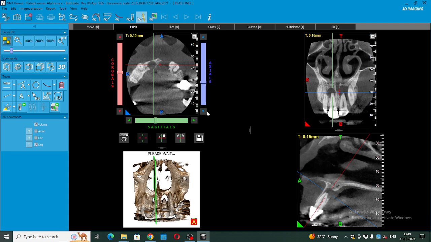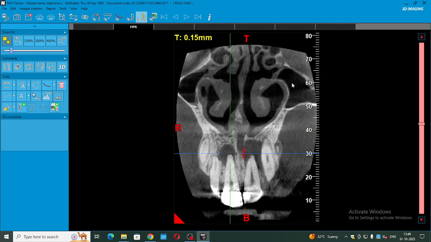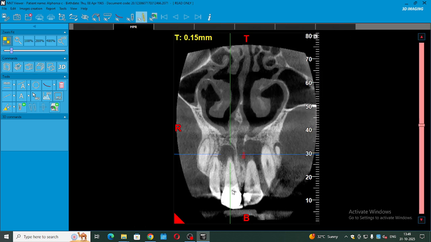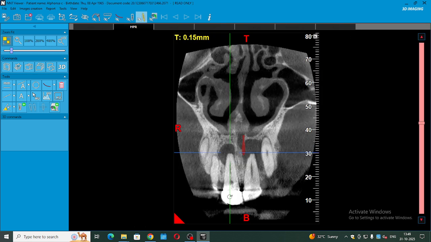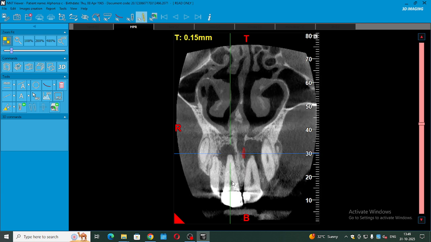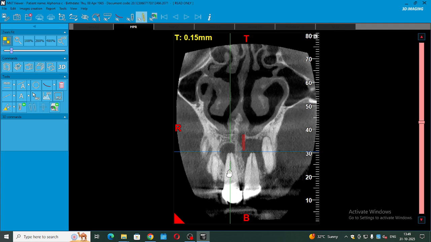Now we would move on to the coronal slice. So I have already oriented it towards 1-1. You can clearly appreciate the crown which is seen in 1-1. You can see a patent canal both in 1-1 as well as 2-1. You could see some sort of external root resorption in both the teeth 1-1 and 2-1.